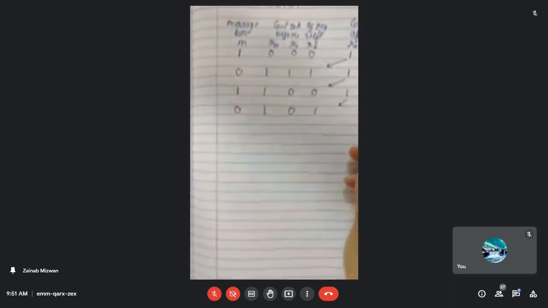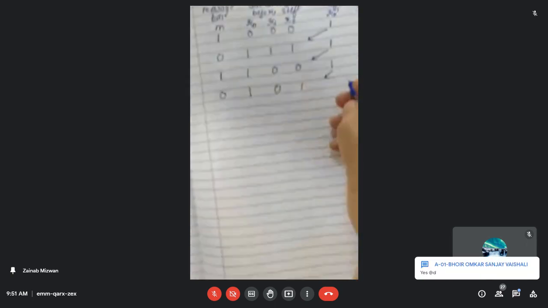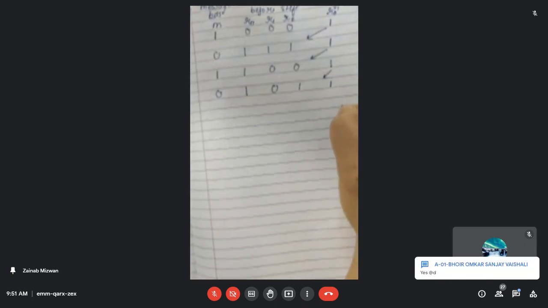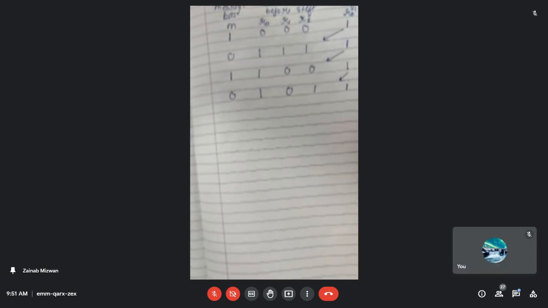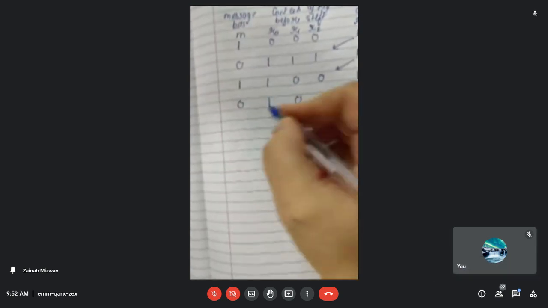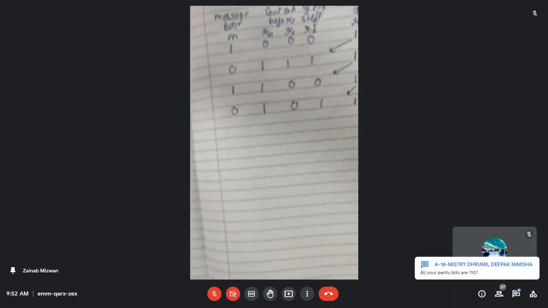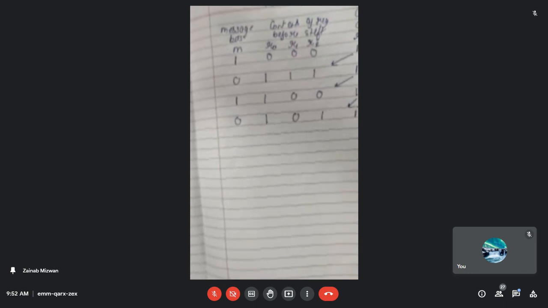So again for the 0, what will the value of your R0 dash now? R0 dash is the R2 XOR with M. It will turn out to be 1 over here. Then R1 dash is the R0 XOR with R2. 1 XOR 1 is 0, 0 XOR 0, it will be 0 over here. Okay. And then what we are having is R2 dash.